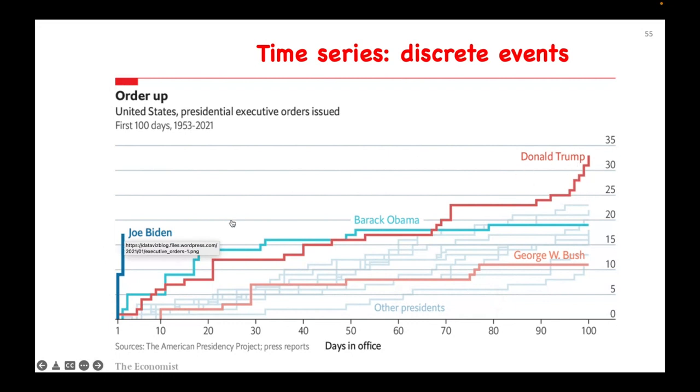But anyway, you can see how the last three presidents of the United States have made much greater use of executive orders than their predecessors, who are in that sort of pale blue background. So again, what you're seeing here is a timeline, days in office at the bottom, as you'd expect, numbers of orders.